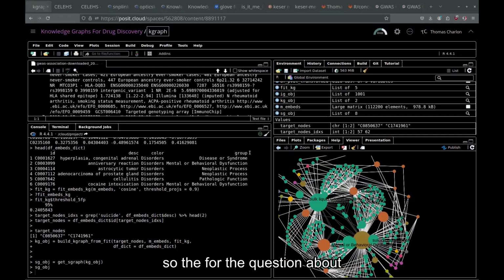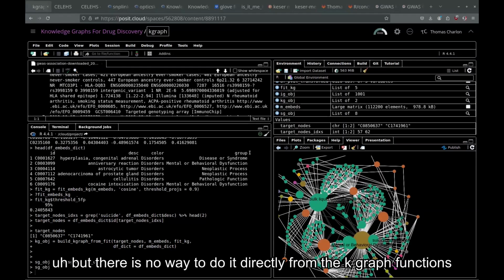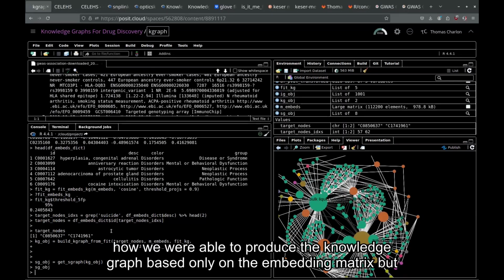So for the question about maybe focusing on a specific group, what you could do is subset your embedding matrix, but there is no way to do it directly from the kgraph functions. So here I showed how we were able to produce the knowledge graph based only on the embedding matrix.